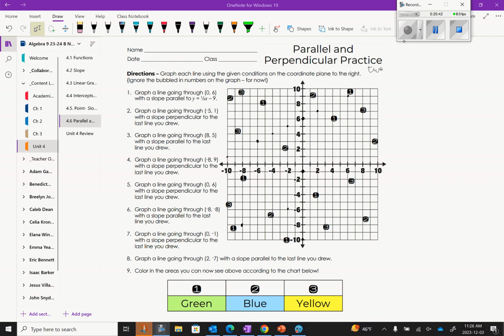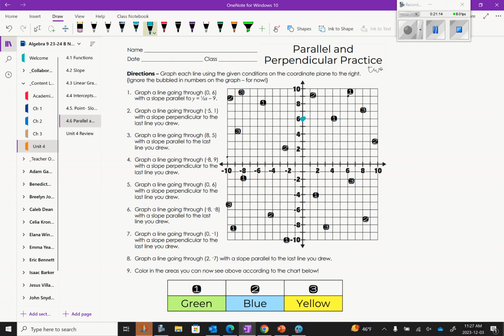Let me walk you through this just to make sure we're confident you're going to do this accurately. It says to graph a line going through 0, 6. All right, so right there on the y-axis. Oh, look, there's already a dot there. Let me clean that up a little bit. So again, 0, 6, that's my y-intercept.